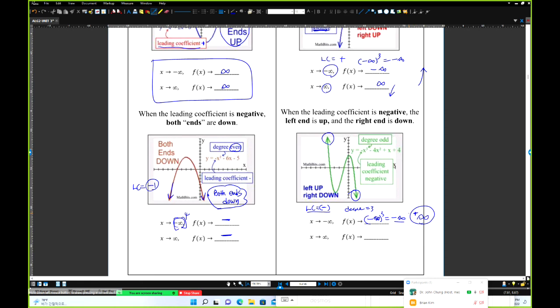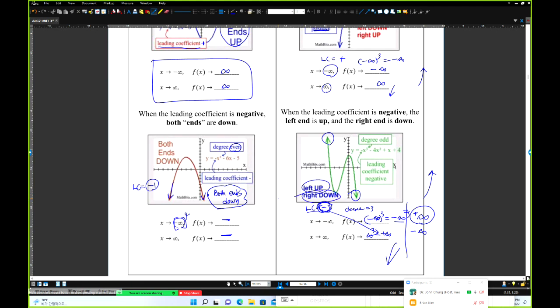Positive infinity means rising up. When x goes to infinity, infinite cube is positive infinity, but we multiply by minus, so it's going to be negative infinity. So the final is negative infinity on the right, down.